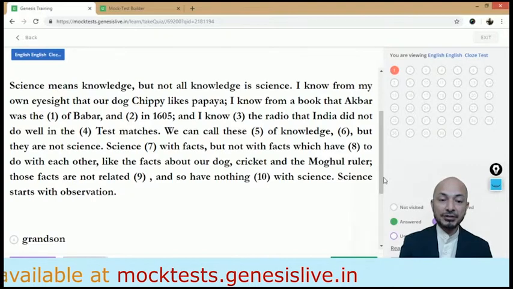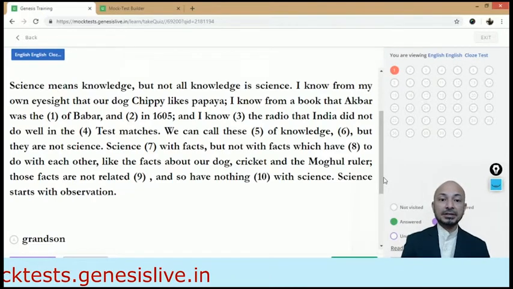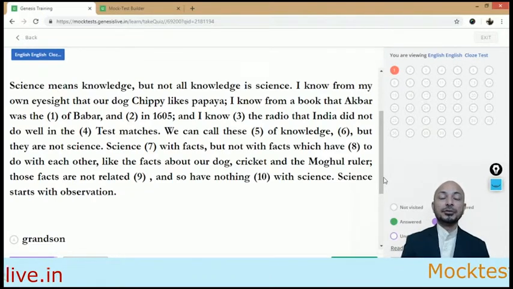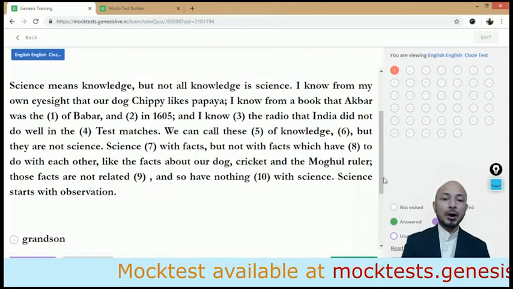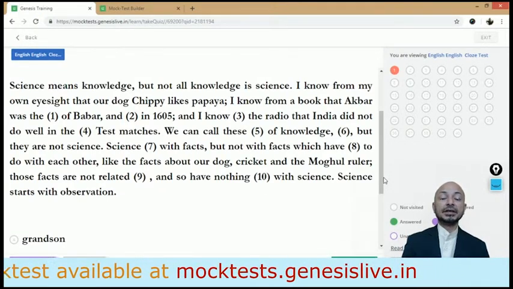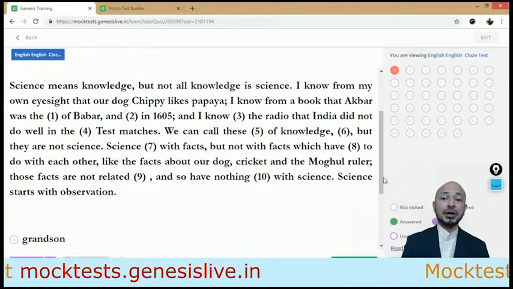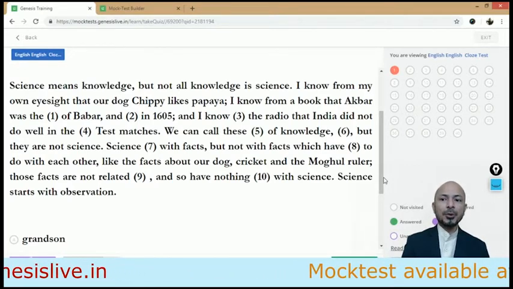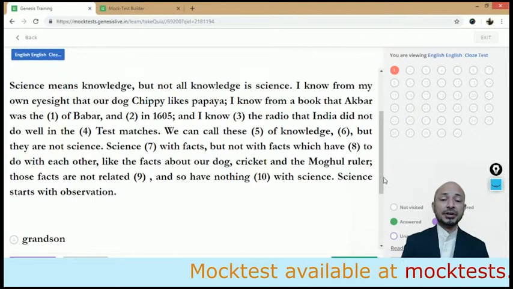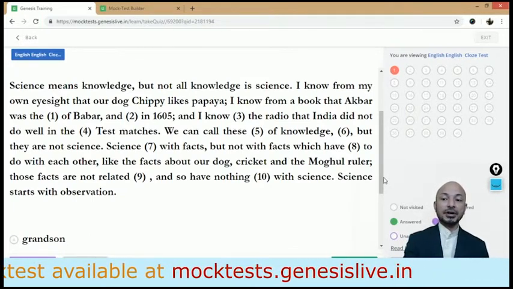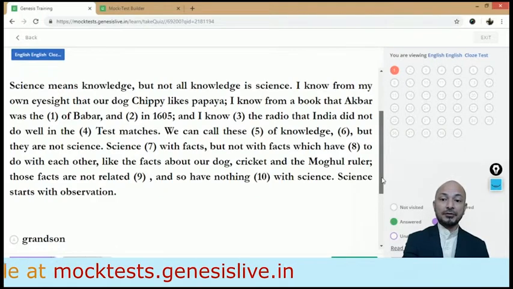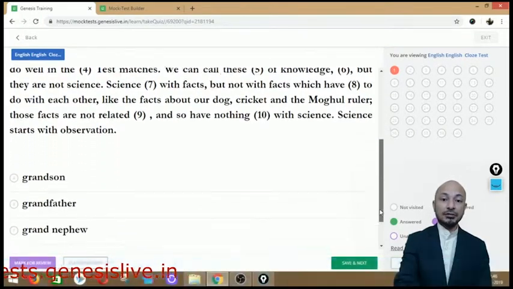First, let's get to the passage. It reads, science meets knowledge, but not all knowledge is science. I know from my own eyesight that our dog Chippy loves papaya. I know from a book that Akbar was the dash of Babur. Now here is our first gap, our first alternative we have to choose.